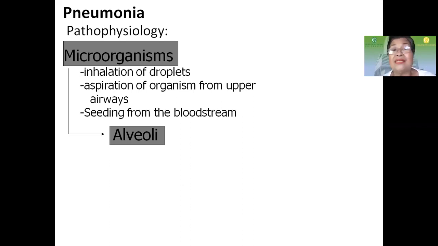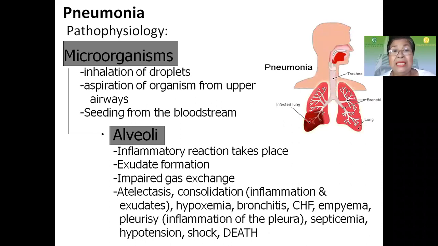Or it could be secondary to seeding from the bloodstream. Okay, so the microorganism reaches the alveoli and it causes inflammation. Siyempre, si mikrobyo nakapasok sa lungs, no? So there'll be an inflammatory process. There'll be release of chemical mediators, histamine, bradykinin, prostaglandin, and then there'll be vasodilation and increased capillary permeability. Kaya magkakaroon tayo ng fluid shifting from intravascular to interstitial.